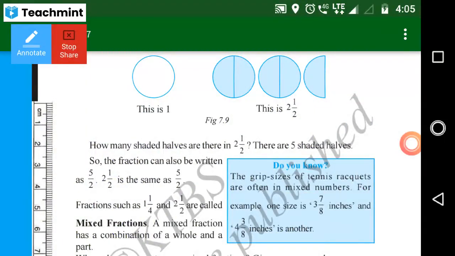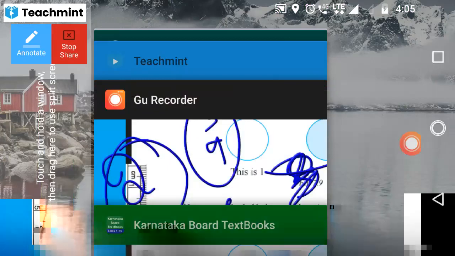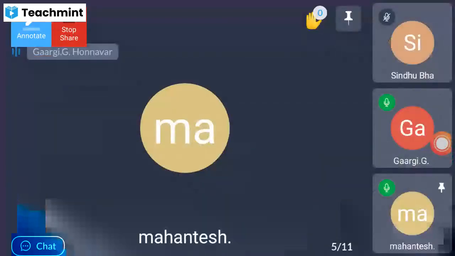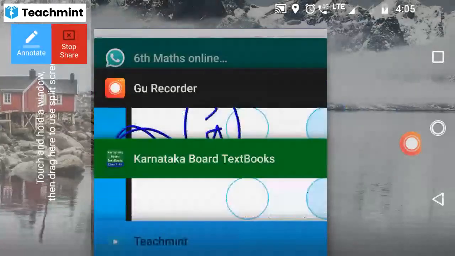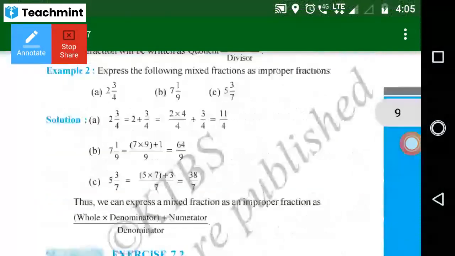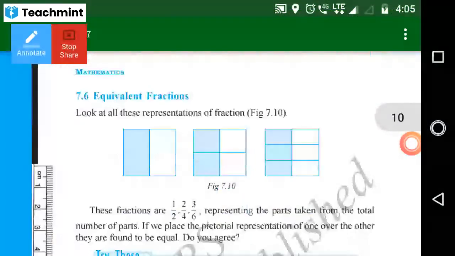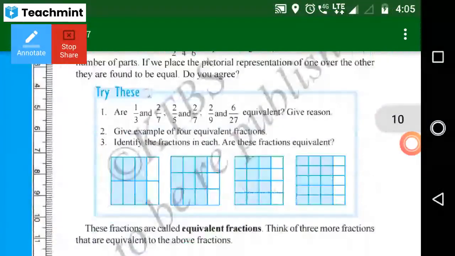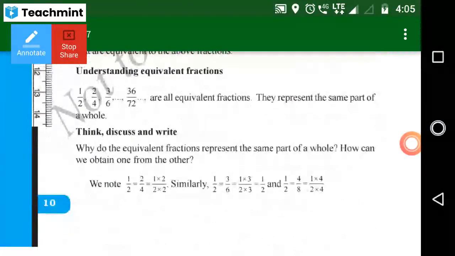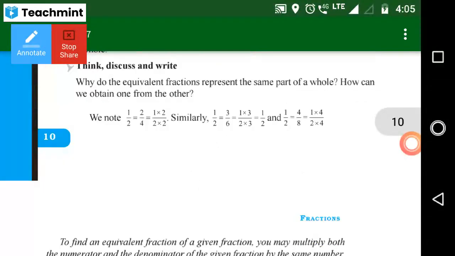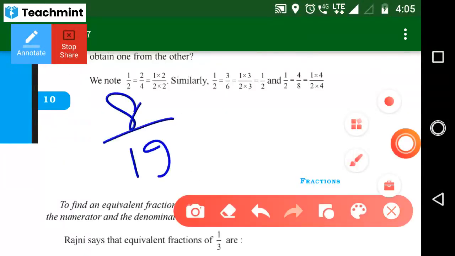Is there any doubt? Ma'am, I have a doubt in equivalent fractions. On that page, ma'am, they simply gave one question: 8 by 12. We have to find its equivalent fractions.